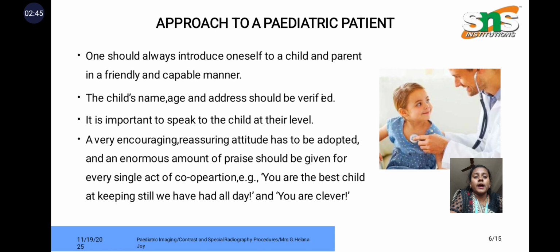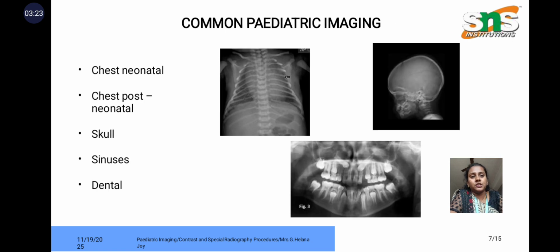The next thing is the major one. It is important that we speak to children according to their age, and we have to encourage them. We have to reassure them and give an generous amount of praise before taking the examination, for every action, like: you are the best child, just smile. If you are smiling, it will be nice for taking an X-ray, like taking a photograph, so just cooperate. We give some kind of praise to pediatric patients for taking an X-ray.